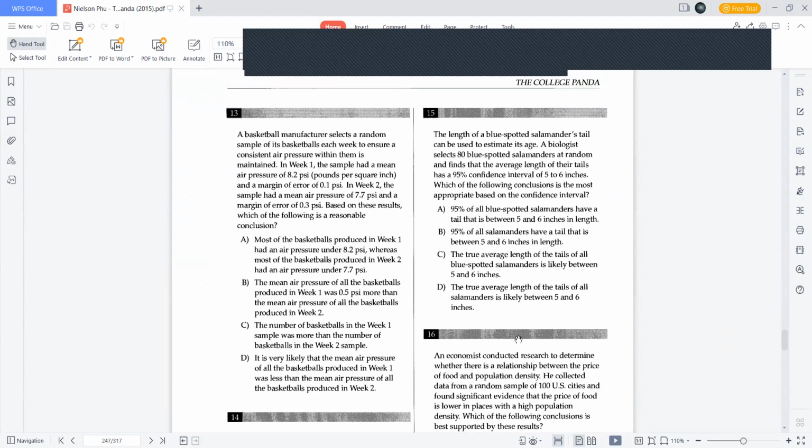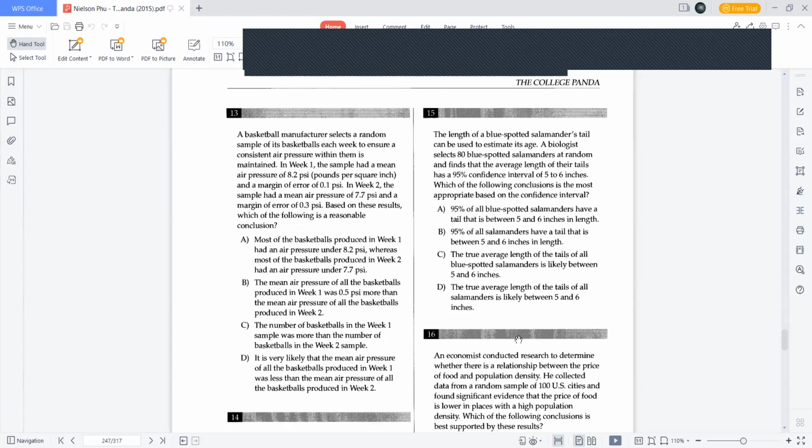Okay, a basketball manufacturer selects a random sample of its basketballs each week to ensure a consistent air pressure within them is maintained. In week 1, the sample had a mean air pressure of 8.2 pounds per square inch and a margin of error of 0.1 pounds per square inch. In week 2, the sample had a mean air pressure of 7.7 psi and a margin of error of 0.3 psi. Based on these results, which of the following is a reasonable conclusion? A, most of the basketballs produced in week 1 had an air pressure under 8.2 psi, whereas most of the basketballs produced in week 2 had an air pressure under 7.7 psi.